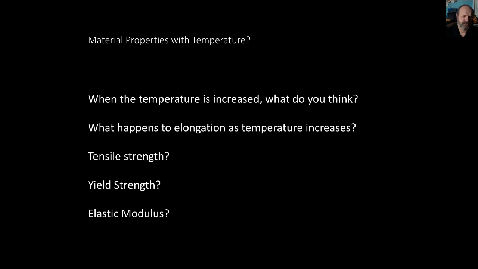So think about this. If you have a material and you increase its temperature, what do you think the material properties will look like? The ones that we've talked about so far in this lecture series. So, what does elongation look like? What about tensile strength, yield strength, elastic modulus? So the elastic modulus, what happens to that as you heat up a ductile metal, for example?